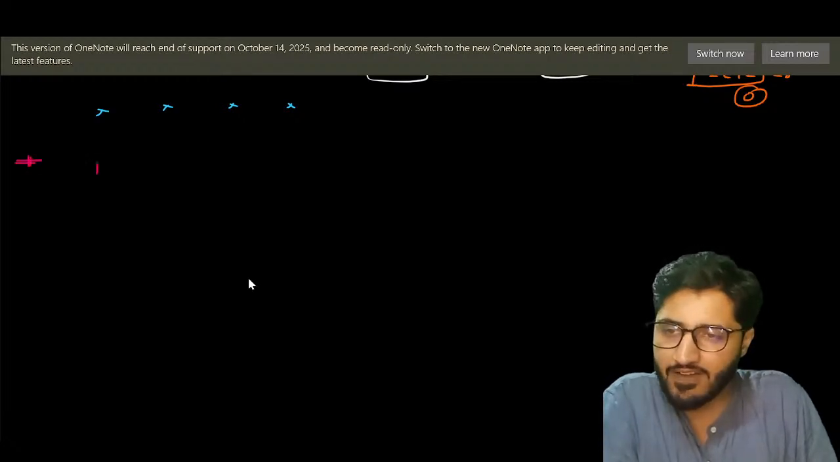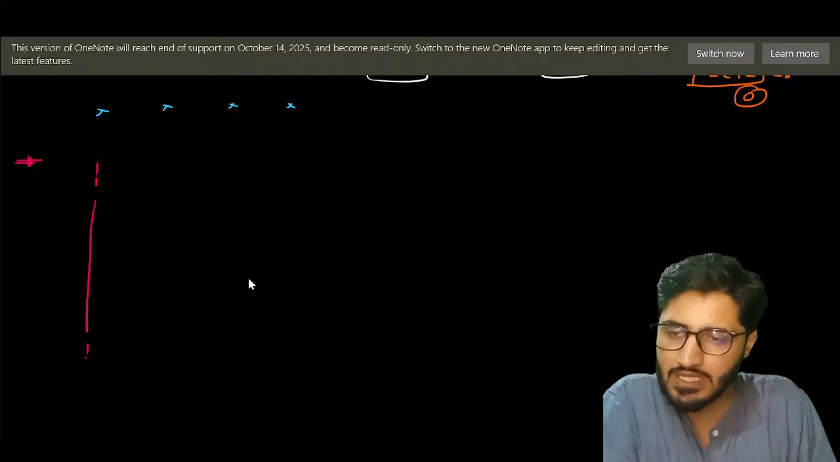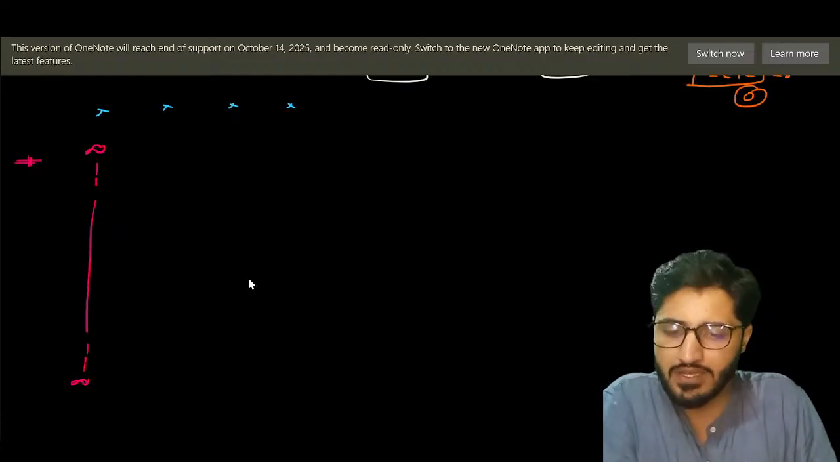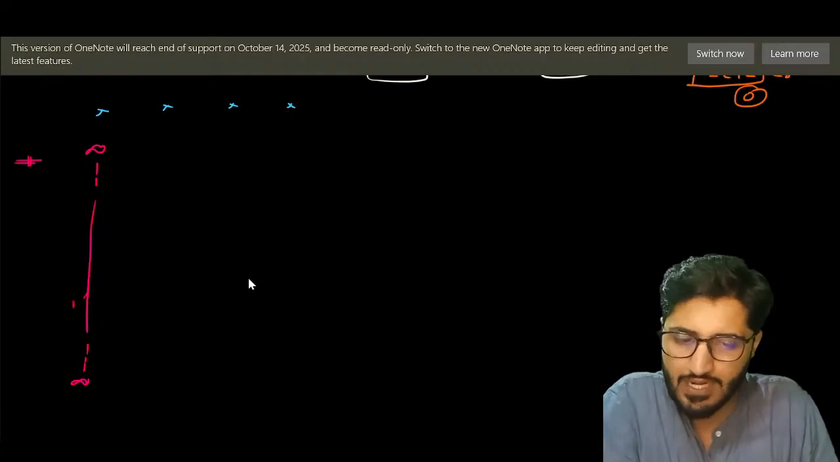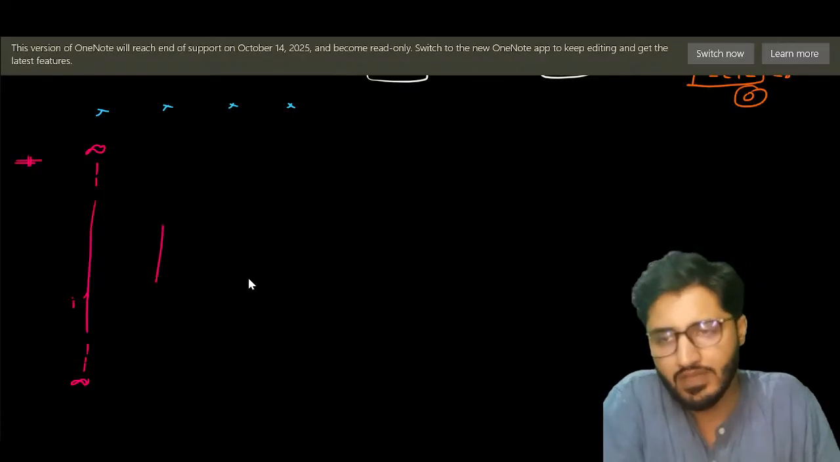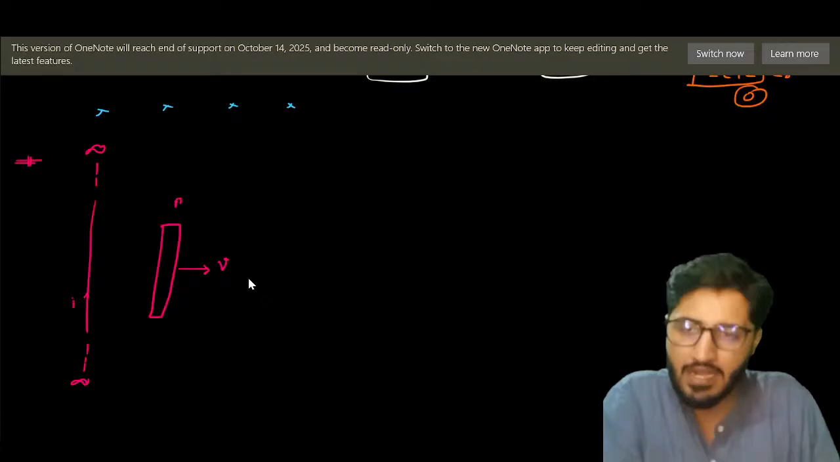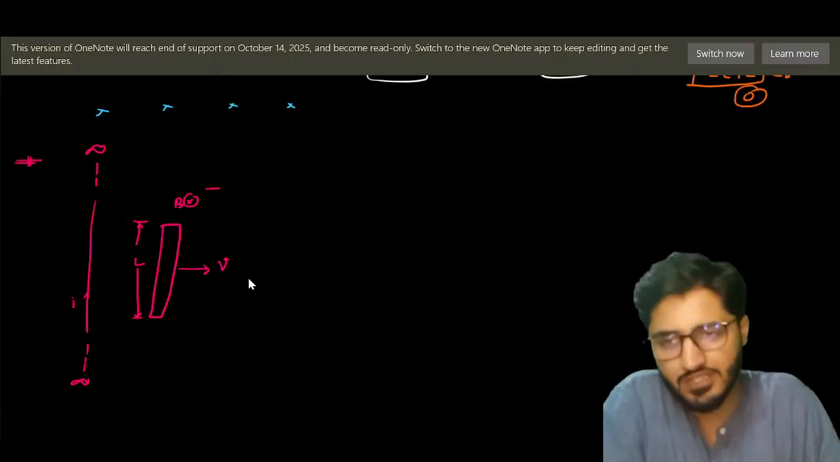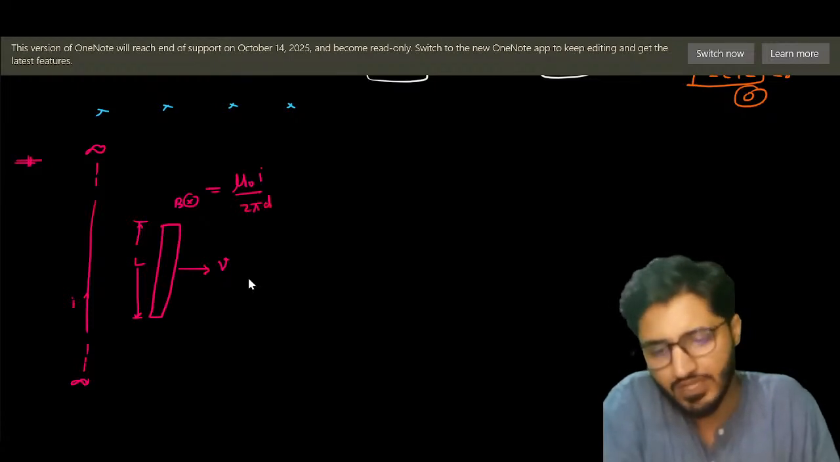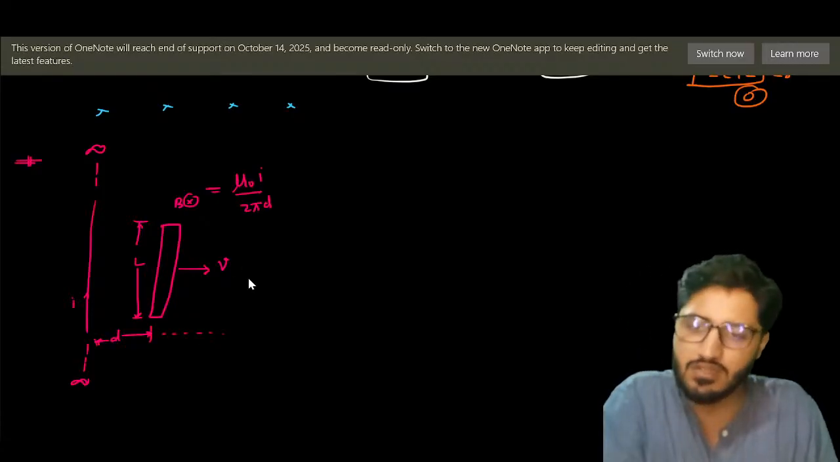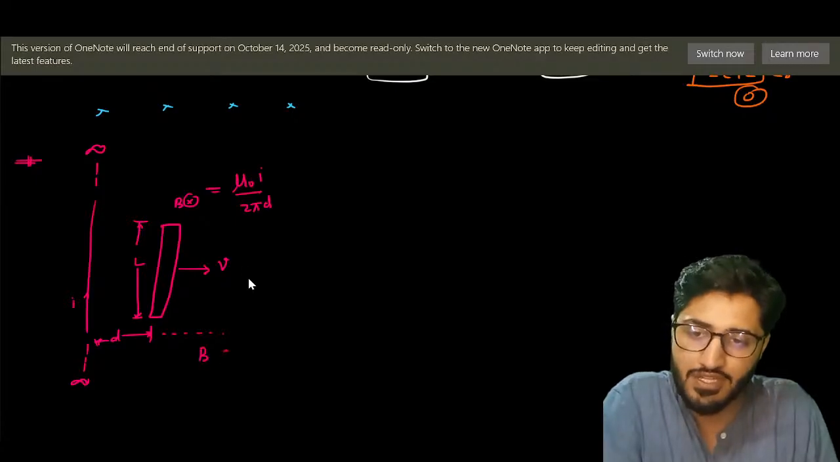If we are having an infinitely long wire, current I is flowing, let us suppose, and here we are having a rod. This is my rod. Rod velocity is V. Magnetic field is inside. Rod length is L. Okay, done. What is B? This B is mu naught I divided by 2 pi d. You can see here, if this is d now, this d is increasing, so that B is changing.